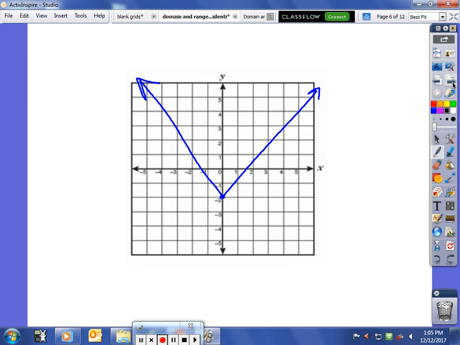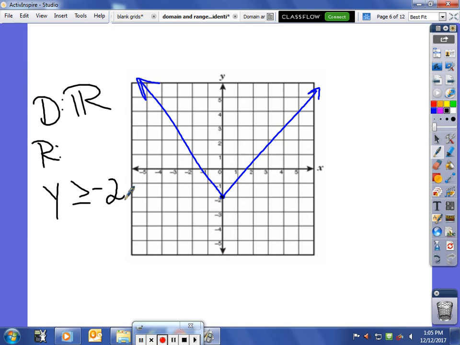All right, how about this one? Domain is all real numbers. Range? -2 is significant because the very lowest y value right here is the lowest y value. What do all the other y values do? They are greater than or equal to -2.